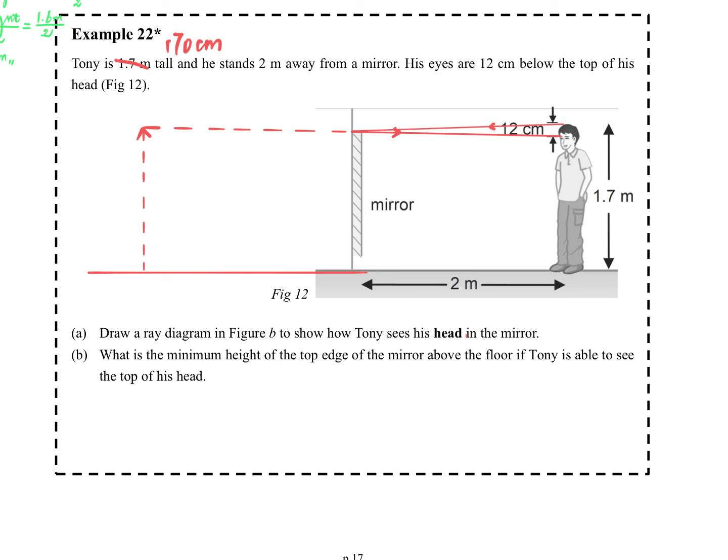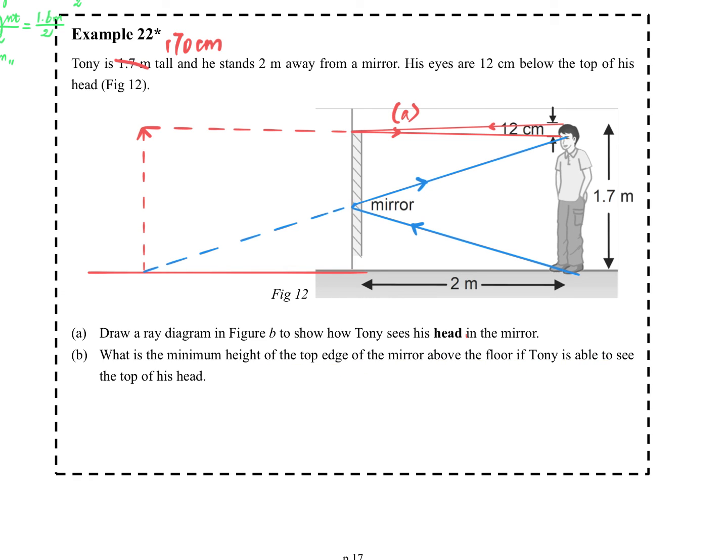And then secondly, if I would like to show Tony is able to see his feet, the light ray should be drawn like this. The red one should be the answer of part A. Part B, I just give you a gift, I just tell you how he sees his feet, but the question does not require finding how he sees his feet. Okay, and then part B, the minimum length of top edge of mirror.